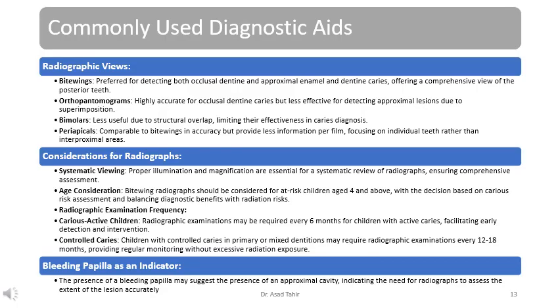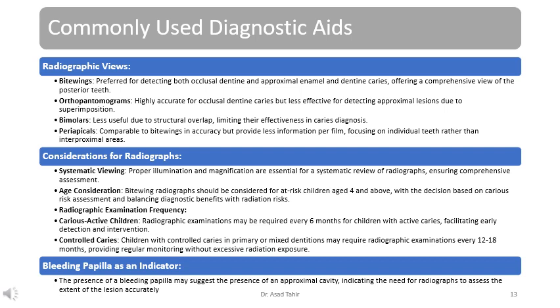Commonly used diagnostic aids. Radiographs play a crucial role in caries diagnosis, offering valuable views for assessing dental health. Here's a breakdown of the different radiographic views, considerations, and frequency of examination. Radiographic views. Bite-wings are preferred for detecting both occlusal dentine and proximal enamel and dentine caries, offering a comprehensive view of the posterior teeth. Orthopantomograms, OPTs, are highly accurate for occlusal dentine caries, but less effective for detecting proximal lesions due to superimposition.